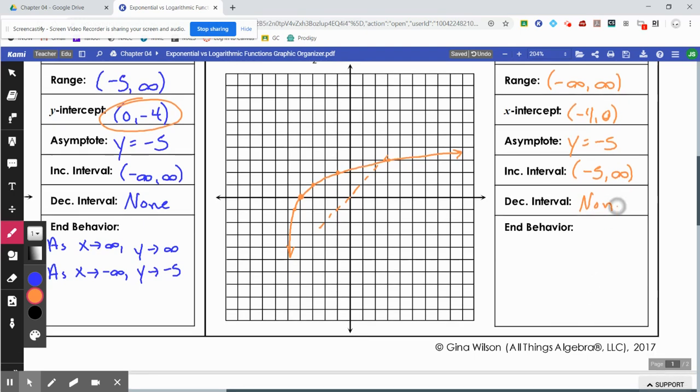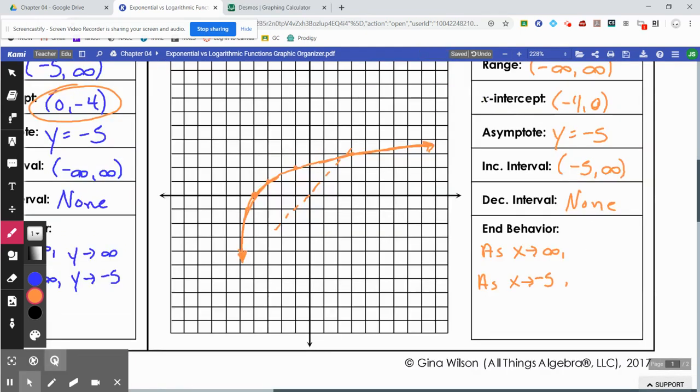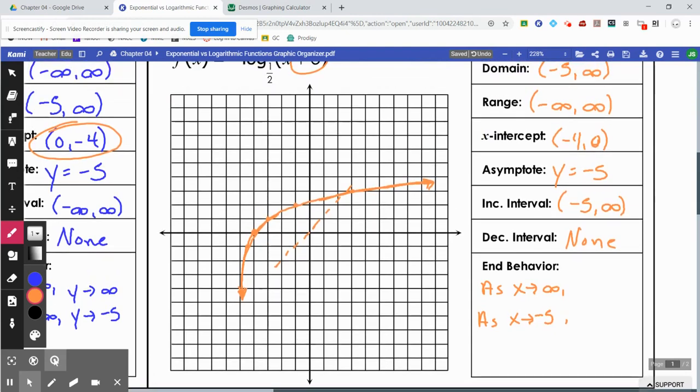And your end behavior. So as you go to the right on your graph, it is going uphill, so your y value is approaching positive infinity. Then as you get closer and closer to that asymptote line of -5 to the left, your graph approaches negative infinity.